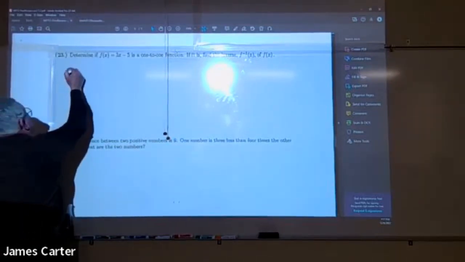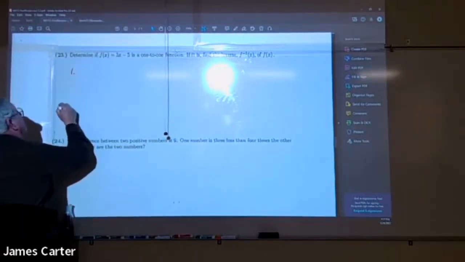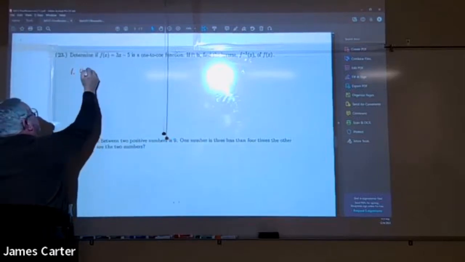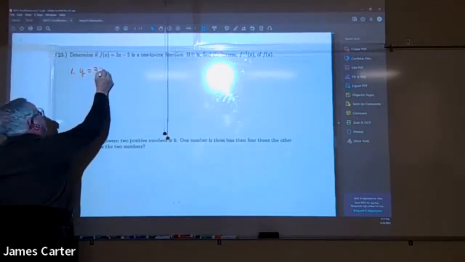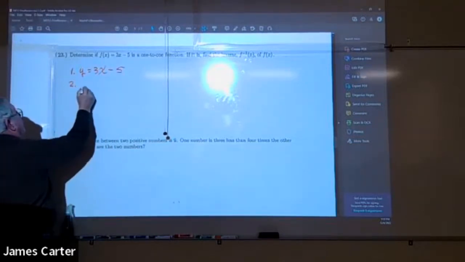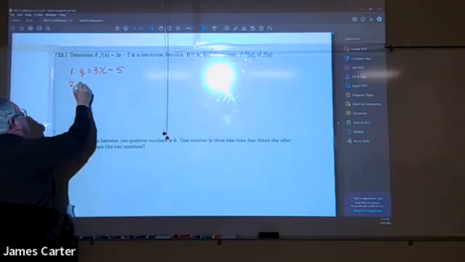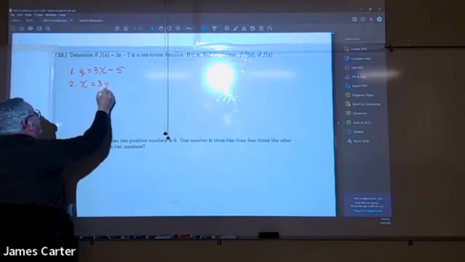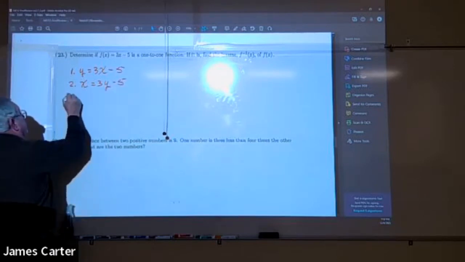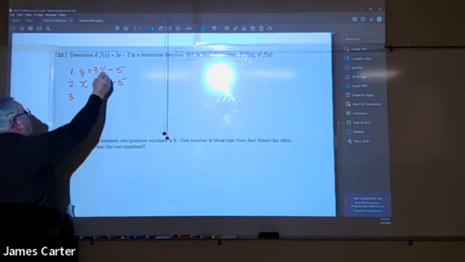So what are the 4 steps for finding the inverse? First step is rewrite it with a y instead of f of x. Our second step is to interchange the x's and the y's. Okay. Third step is isolate the y.